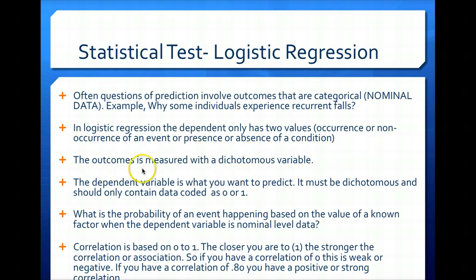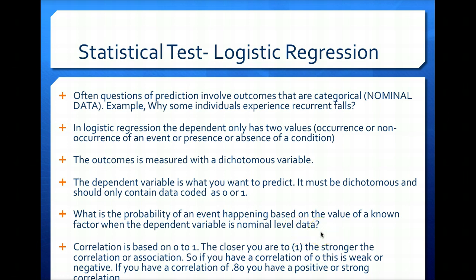The outcome is measured with a dichotomous variable, and the dependent variable is what you want to predict. It must be dichotomous and should only contain data coded as 0 or 1. This is your nominal data, also known as categorical. You're looking at what is the probability of an event happening based on the value of a known factor when the dependent variable is nominal level data.